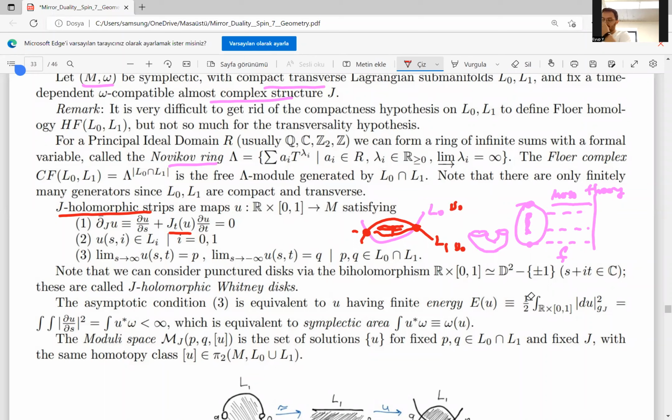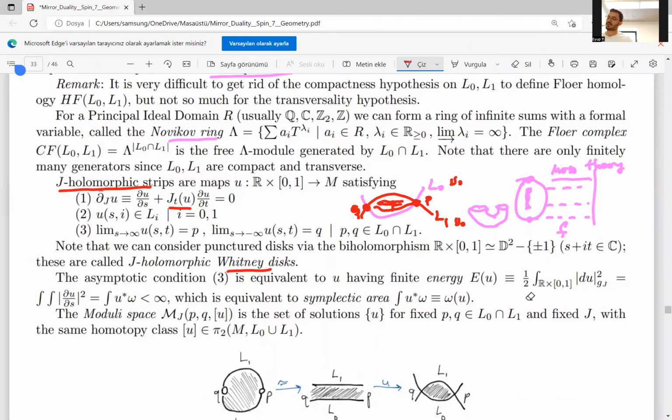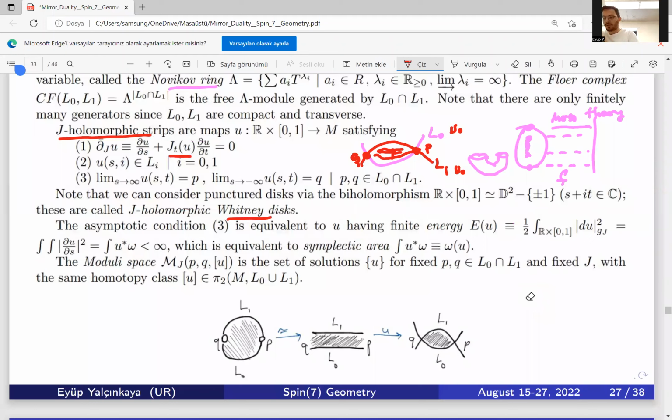Okay, and here for each U, if you go to plus infinity, it goes to P. If you go to minus infinity, you will find the Q. For each Lagrangian intersection, you can find the J-holomorphic Whitney disk, actually. So at this point, Floer homology, the Floer theory, gives us that for each symplectic case, we can shift this idea to the complex plane.